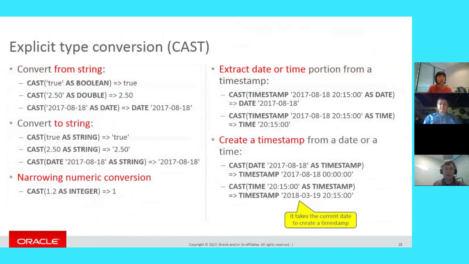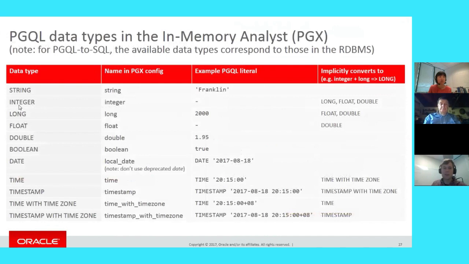You can also do all kinds of conversions between types. Numeric types implicitly convert. So if you compare an integer property to a long property, it will automatically work. It will just convert the integer to a long before doing the computation. But for other comparisons, it would throw an error. If you compare an integer to a string, for example, you say 2000 equals Franklin, it will throw an error because by default you cannot compare between such types.